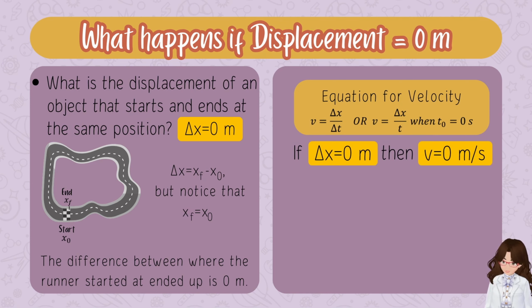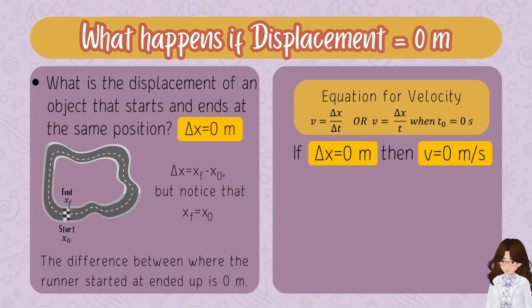Well, if our displacement is 0, then our velocity is going to be 0. But that's weird because by definition, velocity should be how fast the runner was moving. Well, we know that the runner definitely moved, right? In fact, they ran a whole lap.